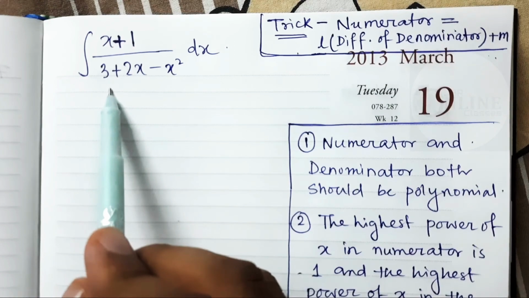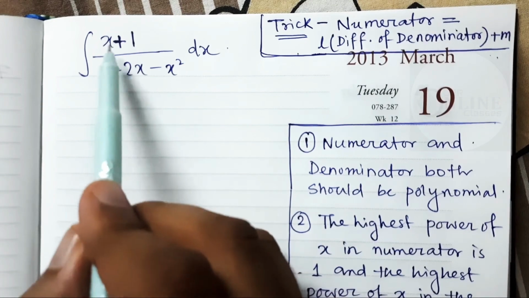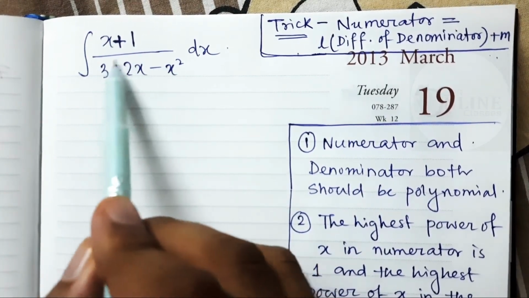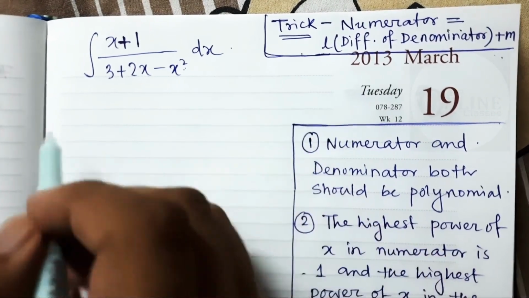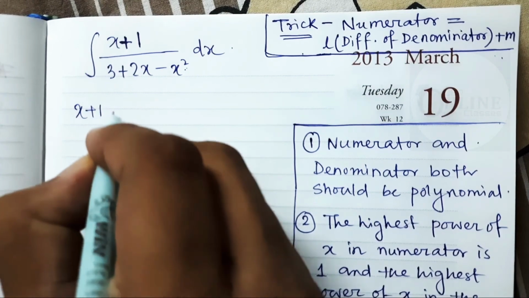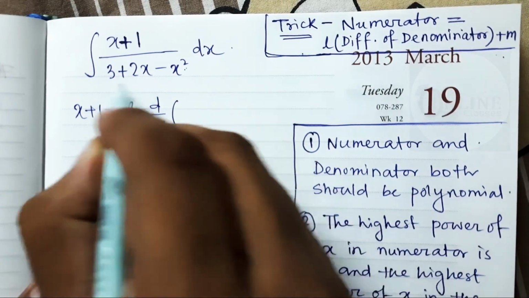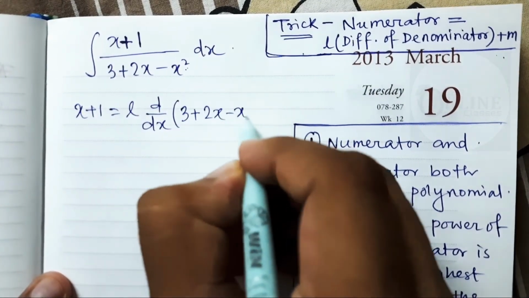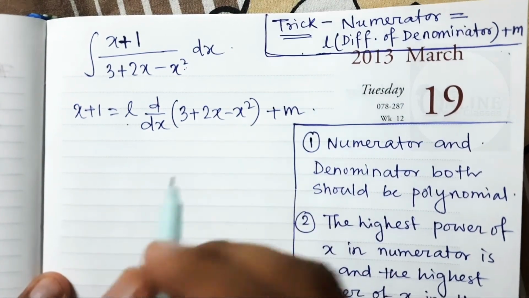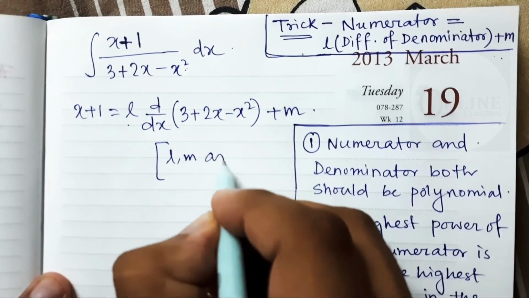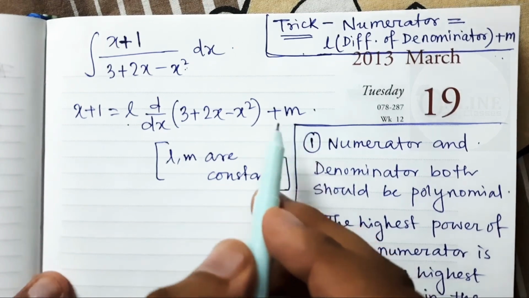Now here in this integral you can see that both the numerator and the denominator are polynomial functions, and the highest power of x is 1 in the numerator and 2 in the denominator. So we can use this trick. According to this trick, the numerator, that is x plus 1, equals L into d/dx of the denominator 3 plus 2x minus x square, plus m. L and m are both constants. We don't know the values of L and m, we have to find them.